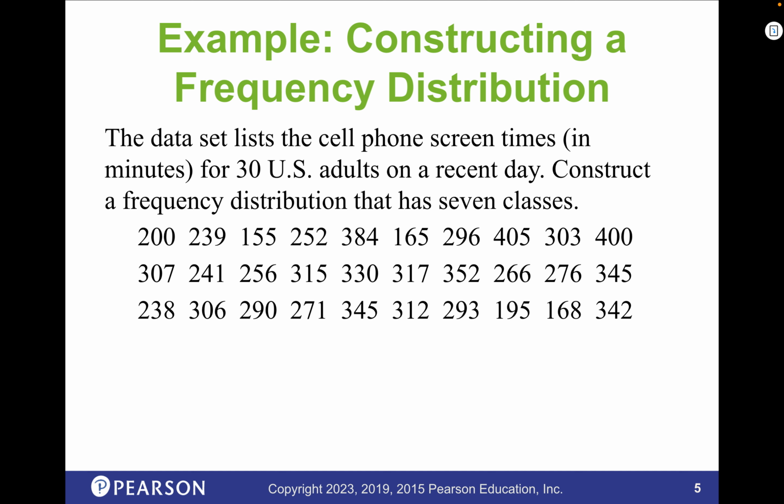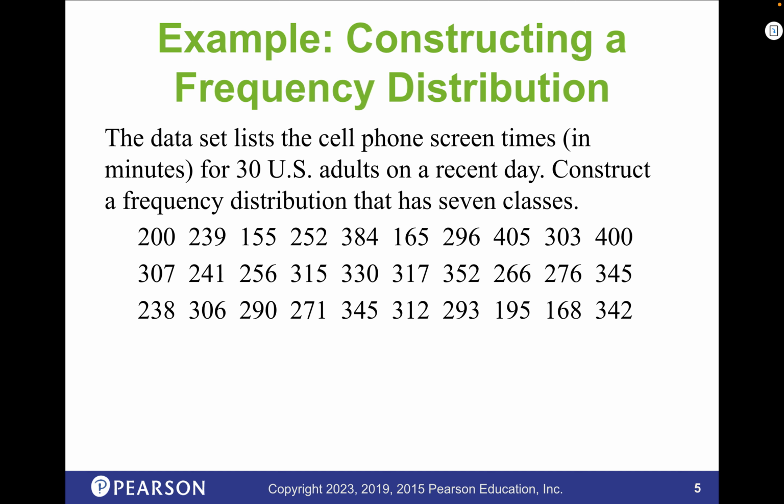So this is the example. The data will be in a Google Sheet. I have it in Excel right now, but this way you don't have to enter all the data. This is data we're given: cell phone screen times in minutes for 30 US adults. Someone spent 200 minutes, and I don't know if it's for a month or a day, on a recent day. Is 200 minutes in a day a lot of time?